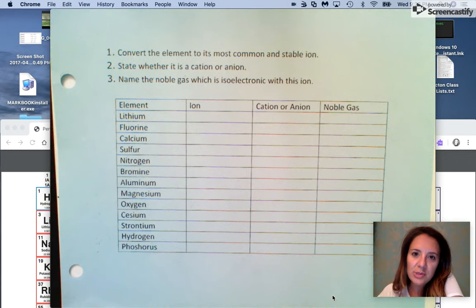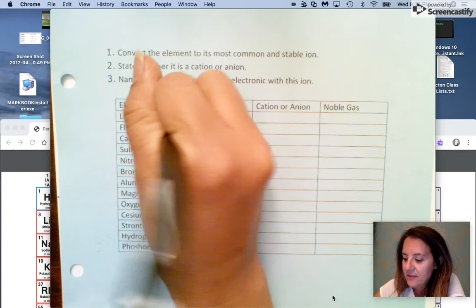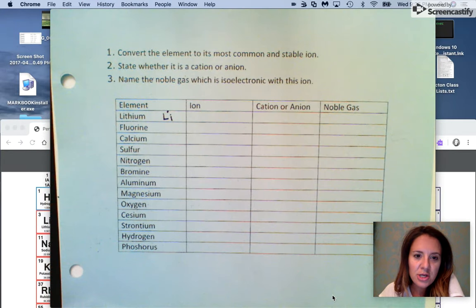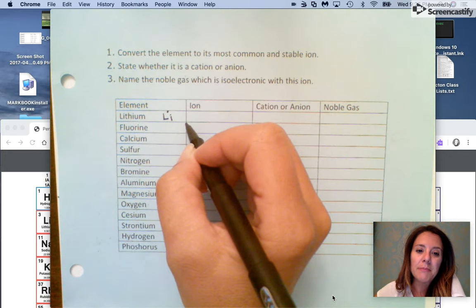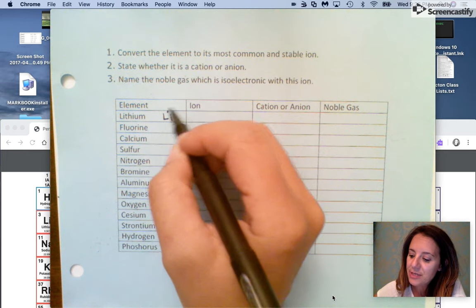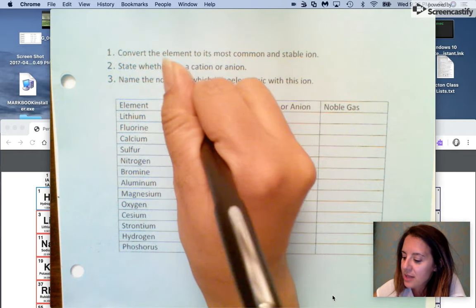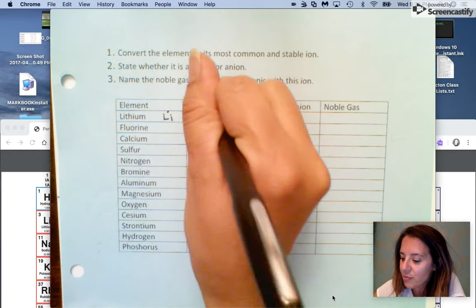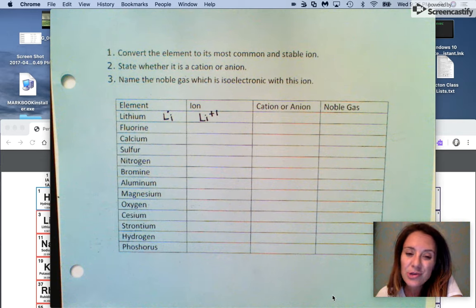What I usually do is write the Lewis dot structure for the element first. I say, okay, lithium has one valence electron. So I know that lithium tends to give up that one electron in order to complete its octet. It's easier for it to give up one rather than gain 7. In doing that, it will have a charge of +1. Remember, now it has more protons than it does electrons, so it has a +1 charge.